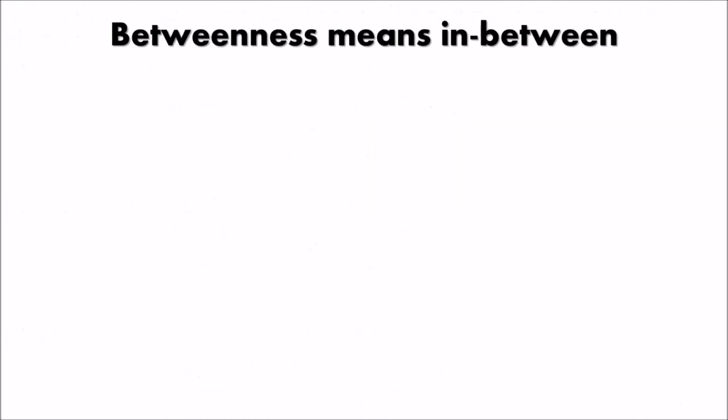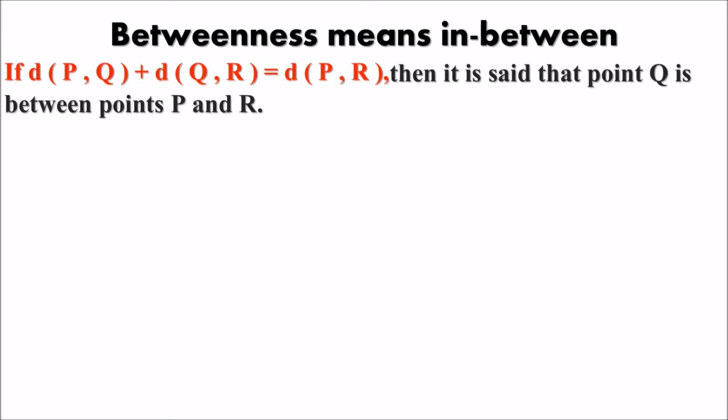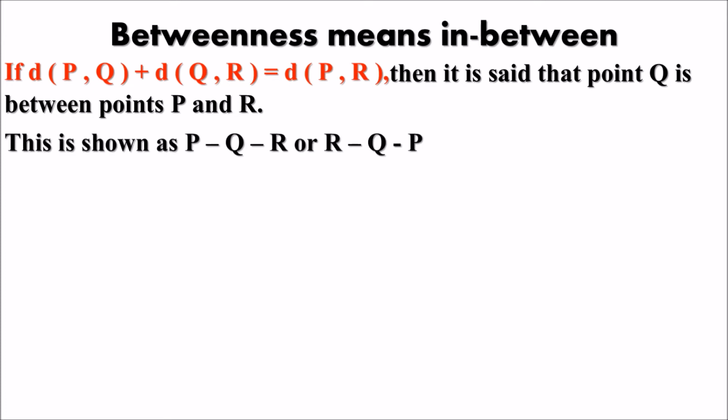Betweenness means in between. If distance PQ plus distance QR equals distance PR, then it is said that point Q is between points P and R. This is shown as P-Q-R or R-Q-P.